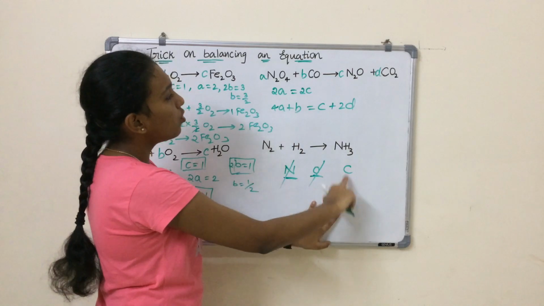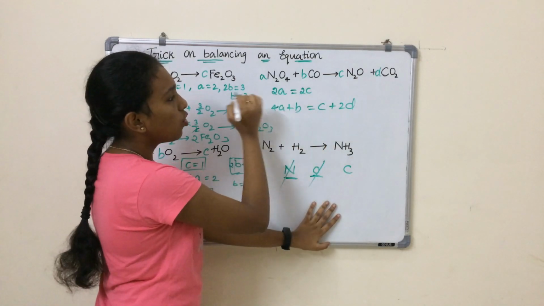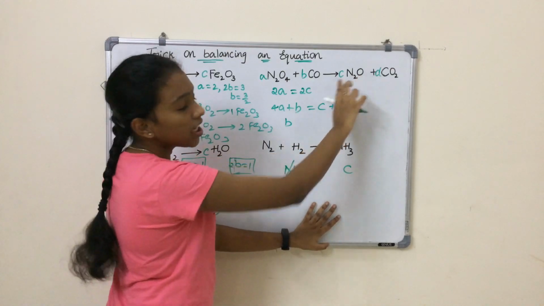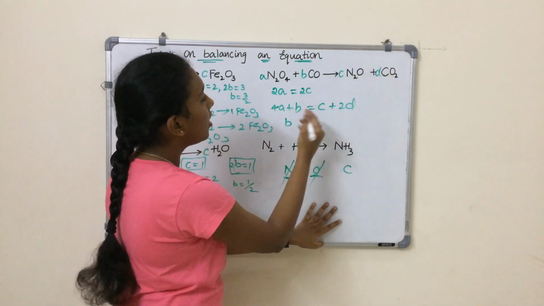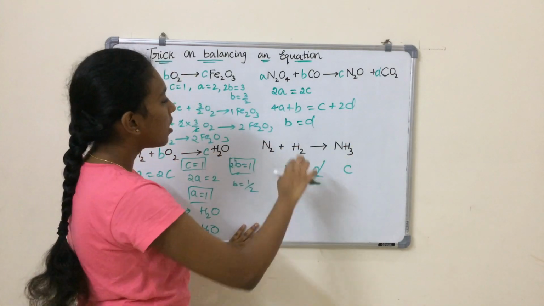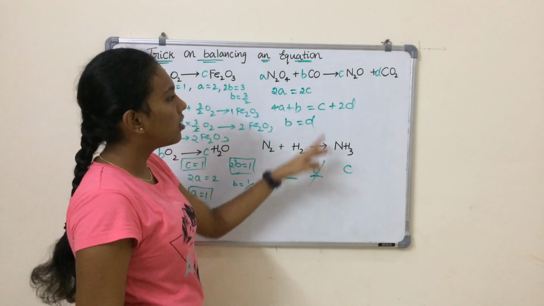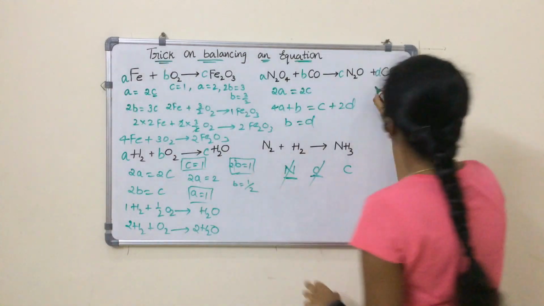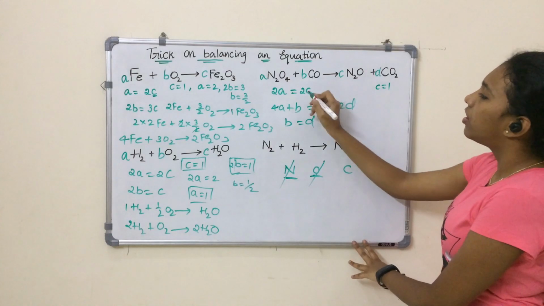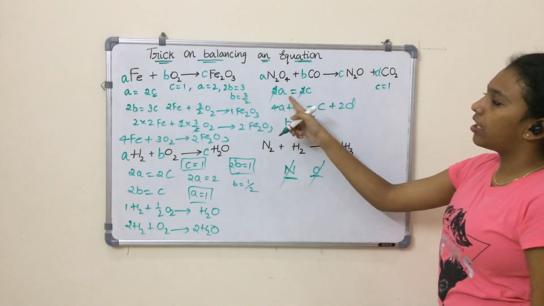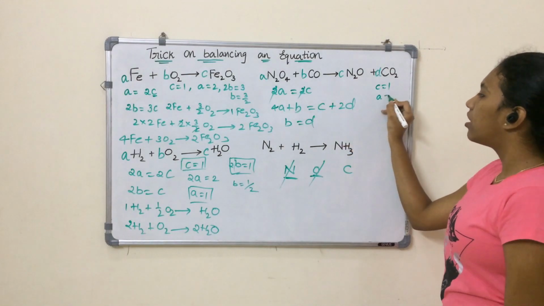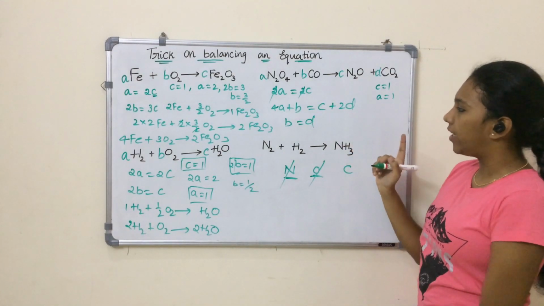Now let's go to carbon. Here there is no carbon and here there is one B, and here there is no carbon and here there is only one, so that is D. Okay. Now let me keep C equal to 1. If I keep C equal to 1, then the 2 will be cancelled, which gives A equal to C. So that is A equal to 1.